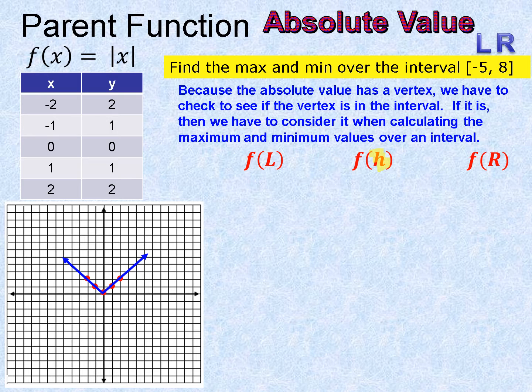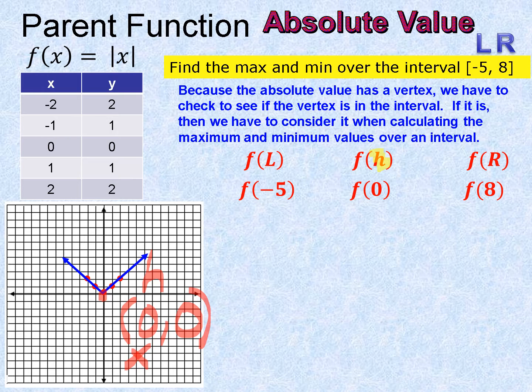So since it's the x coordinate of the vertex, I can pull that off my table or I can pull it off my chart. You're going to see that we can eventually take it out of the equation. So I look and I say, well, okay, my vertex is 0, 0. So if H is the x coordinate of the vertex and my x coordinate is 0, then that means that the H is also 0. So I'm going to calculate f of negative 5, f of 0, and f of 8.